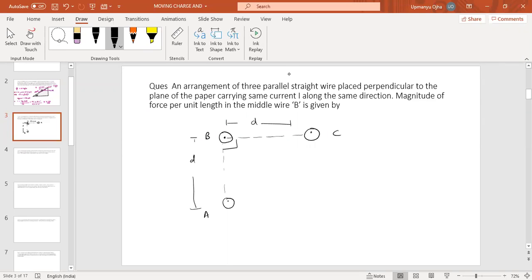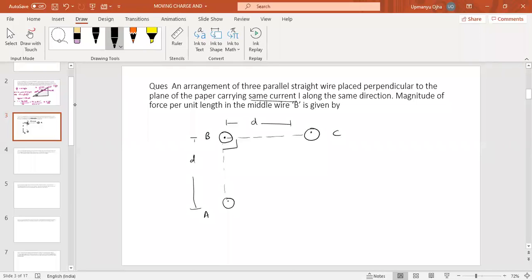Now you can see this is the wire, and what does a dot mean? Dot means the current is flowing out of the plane. If you take your laptop screen as a plane, then the current will be flowing towards you. The same for A wire and C wire. So this is the arrangement of three parallel straight wires placed perpendicular to the plane of the paper, carrying the same current along the same direction, out of the plane. Find the magnitude of the force per unit length on the middle wire B.